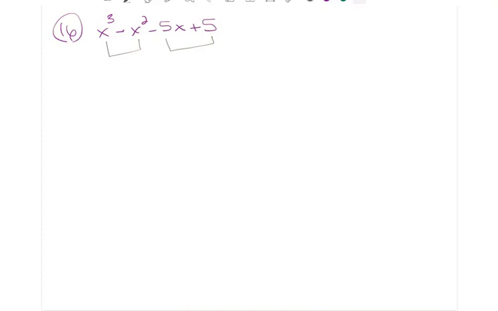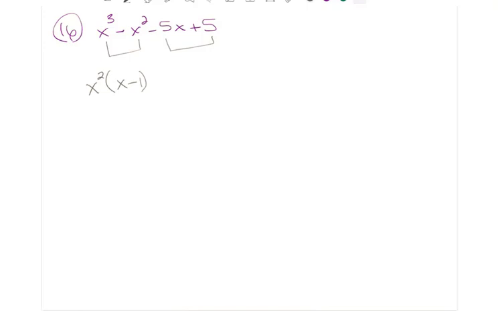So on that first pair, x to the third minus x squared, pulling out that greatest common factor, I'm going to pull out x squared. So to get back to x to the third, I got to multiply by x. And then to get my x squared, I got to multiply by -1. Right? Everybody good with that group?